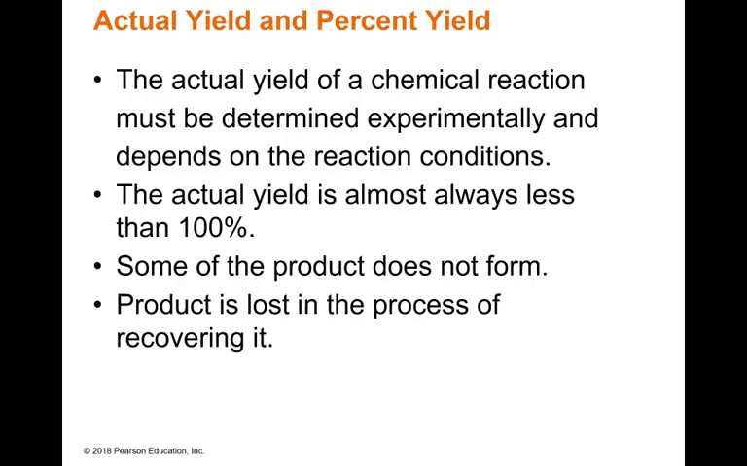In the real world, actual yield is determined experimentally. It depends on many factors like reaction conditions, temperature, pressure, and purification steps. Usually the actual yield is less than 100%. Sometimes it's much lower, especially in complex syntheses. Knowing the percent yield helps researchers optimize the process to save time and resources.